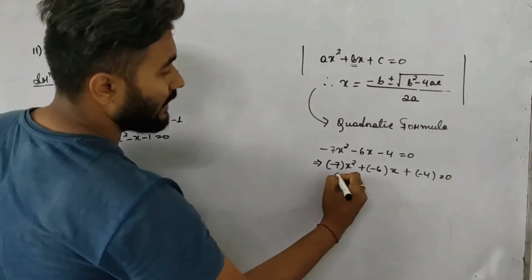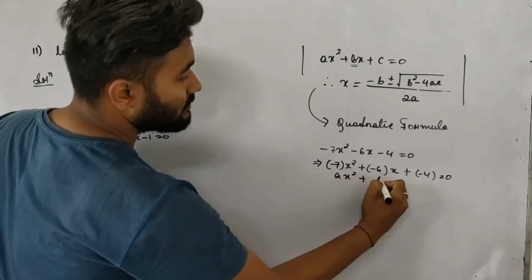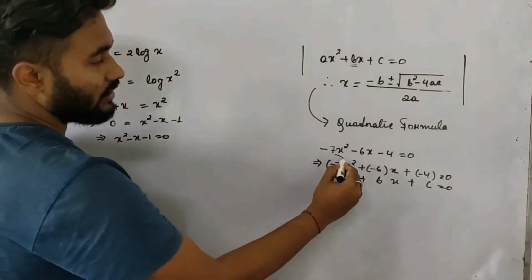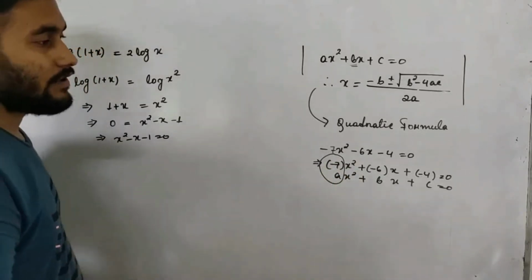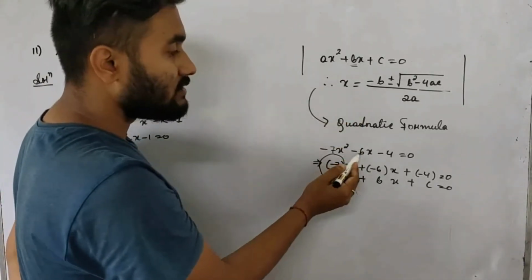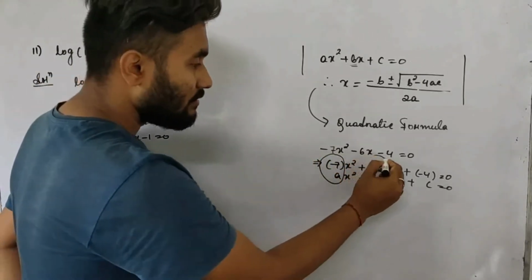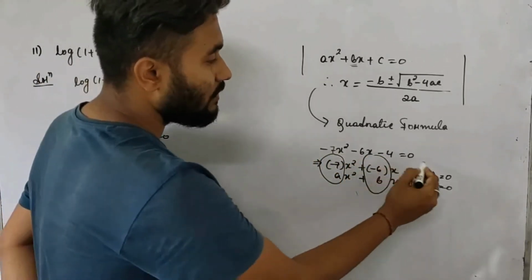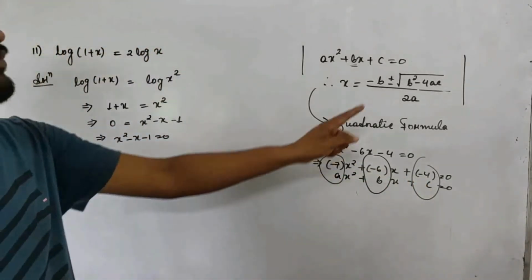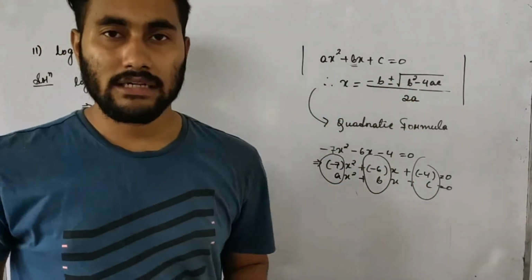So this is the equation ax square plus bx plus c is equal to 0. This is your a, minus 7, and the plus will match. So you cannot say that b is 6. b will be minus 6. c will be minus 4, because over here there is a plus. So simply put those values in the formula and you will get the answer.